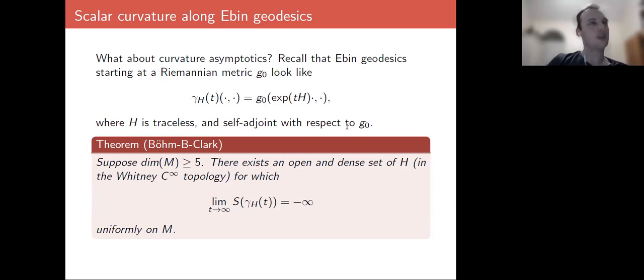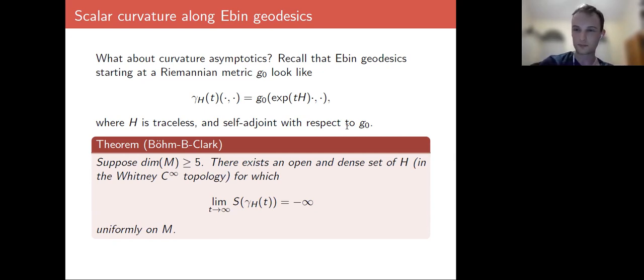Okay, so I've said this is a theorem here. It's probably a couple of months off, at least, of being on the archive, but I'm quite confident in this at this point, still working some of the details out. But our result is as follows: if the manifold that you're dealing with is at least 5-dimensional, then there is an open and dense set of choices of traceless H, open and dense with respect to the usual Whitney C infinity topology, so that the limit of the scalar curvature is -infinity, and this is actually uniform convergence on the entirety of M.